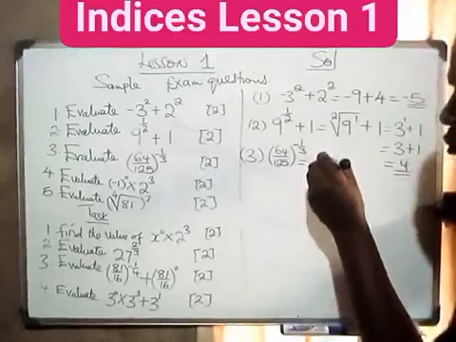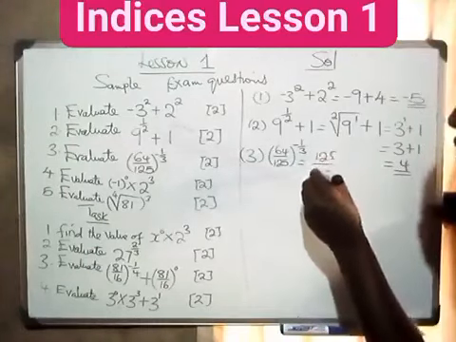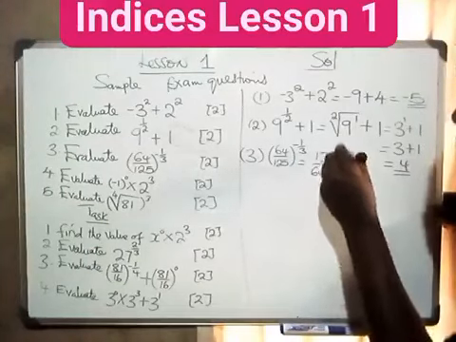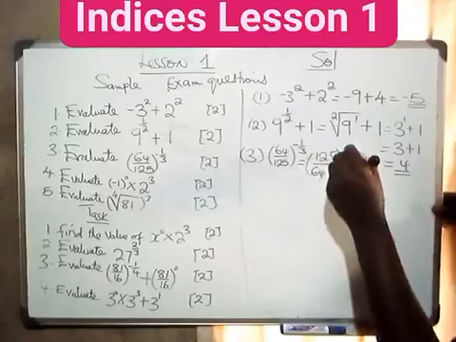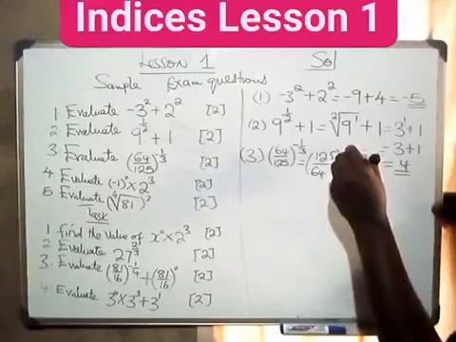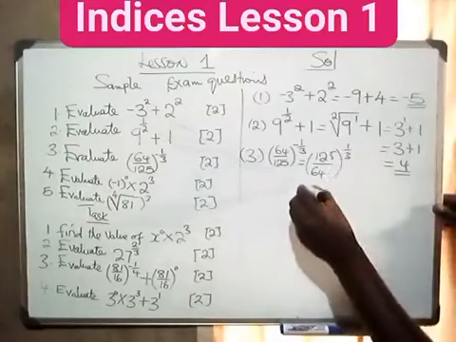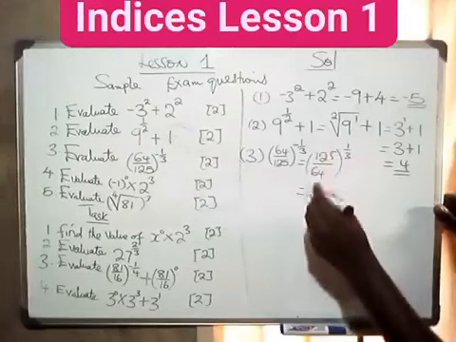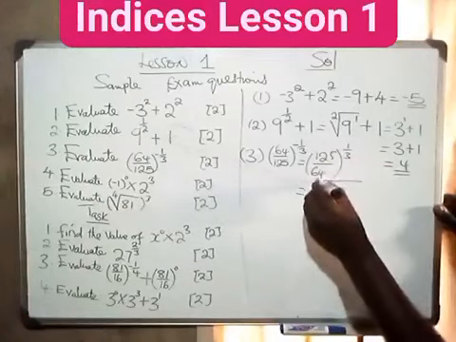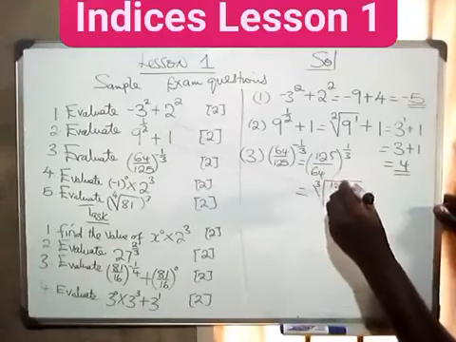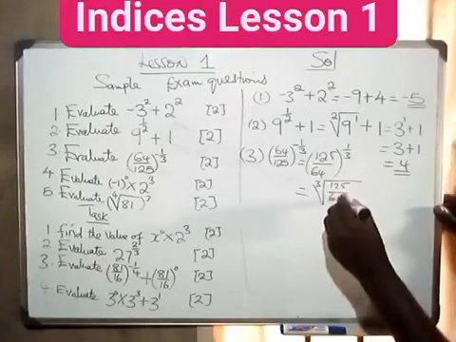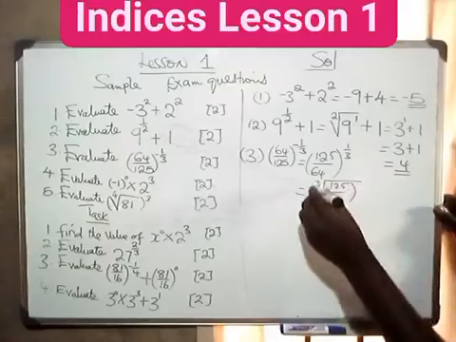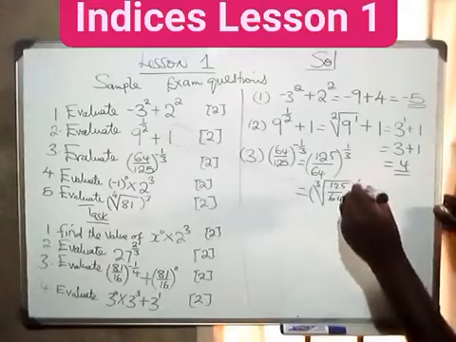So we are going to have 125 over 64 to the power 1 over 3. And from the laws of indices, this denominator becomes the root. So we have the cube root of 125 over the cube root of 64, then everything to the power 1.